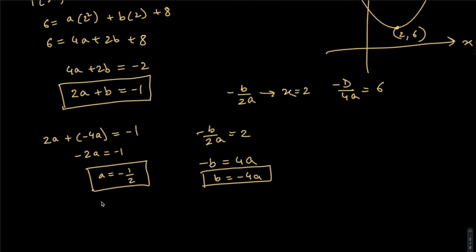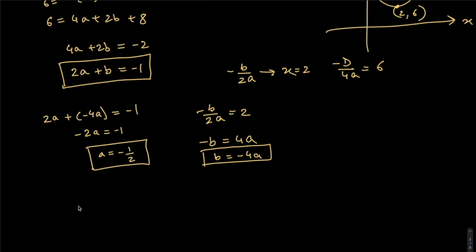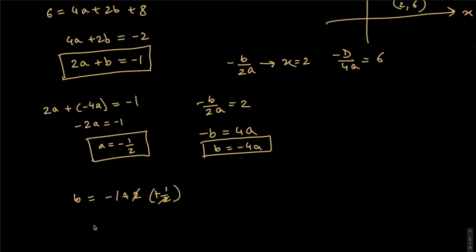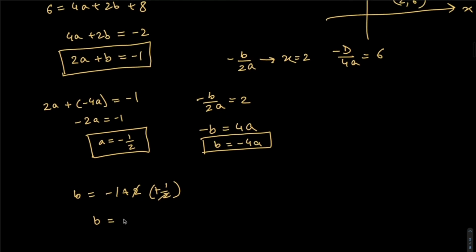Now similarly, I can find the value of b. Nothing too crazy. So b is equal to minus 1 minus 2 times a. Let me check if I made a mistake anywhere. I had written minus half earlier, but a is actually half. So b is equal to minus 1 minus 2 times half, which is minus 1 minus 1. So b is equal to minus 2.